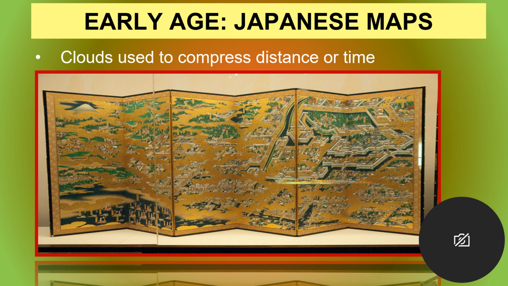Then we have early age Japanese maps. The clouds were used to compress distance or time, and you can see the map below.